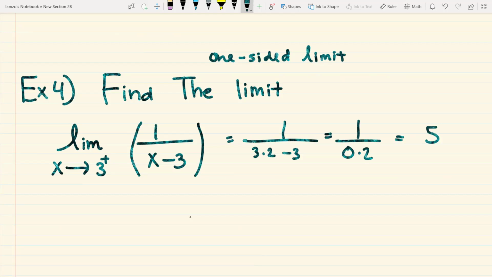Okay, so if your number is a positive number, your final answer will be positive infinity, right? If it's a negative, it would be negative infinity. And then here, your final answer is positive infinity, not 5. And I'll show you.